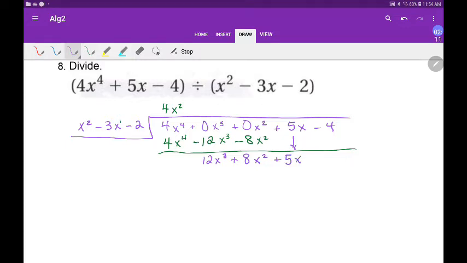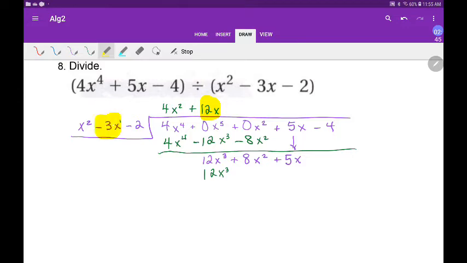Okay. Now I think, well, let's see, what should I do next? Well, I need to make this 12x to the third. How shall I make the x squared into 12x to the third? Well, it's going to be 12x. I hope you can see. We need plus 12x. If I multiply 12x times x squared, I get 12x to the third. And then I go along like I did before.